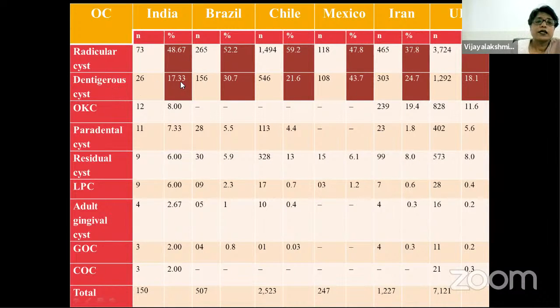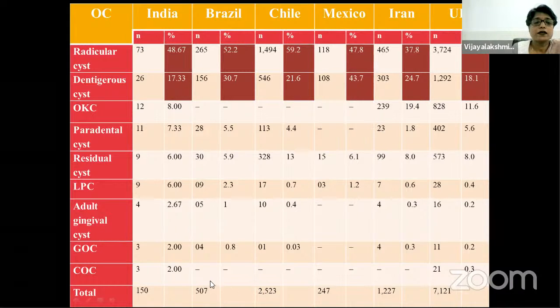After that is your dentigerous cyst, because dentigerous cyst is mostly associated with impacted teeth, and the most commonly impacted tooth is the third molar, which lacks eruption. Either there will be partial or incomplete eruption, or partial or complete impacted molars are seen. Followed by that, we have some cases reported with OKC and other cysts.